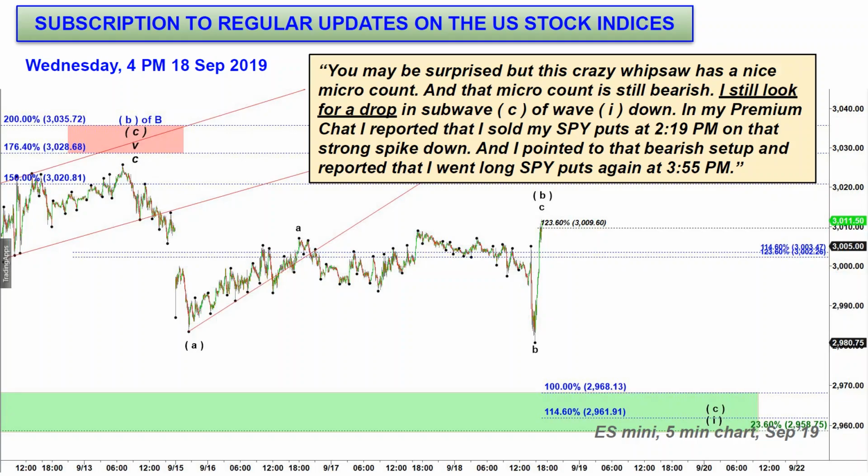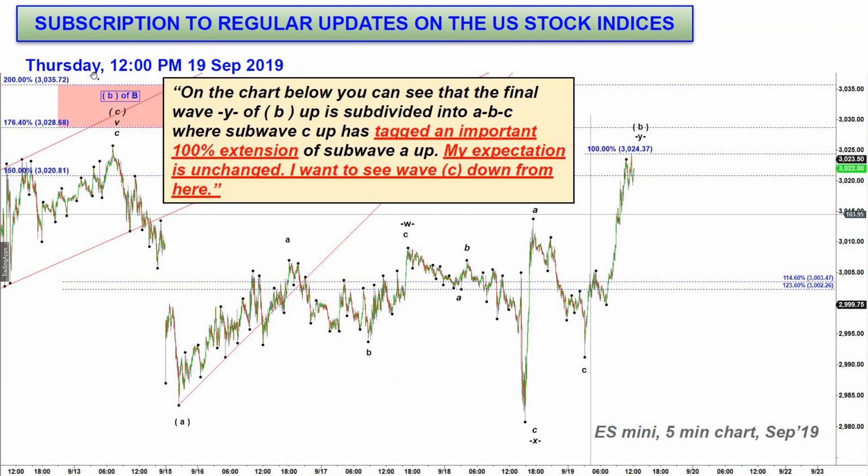In my premium chart, I reported that I sold my SPY puts at 2:19 p.m. and I pointed to that bearish setup and reported that I went long SPY puts again at 3:55 p.m. So what I sold here, I decided to reload at this point because I thought that would be the top and we are going down again, even despite the strength of that great looking rally, that vertical move up. Again, this is the end of the day on Wednesday.